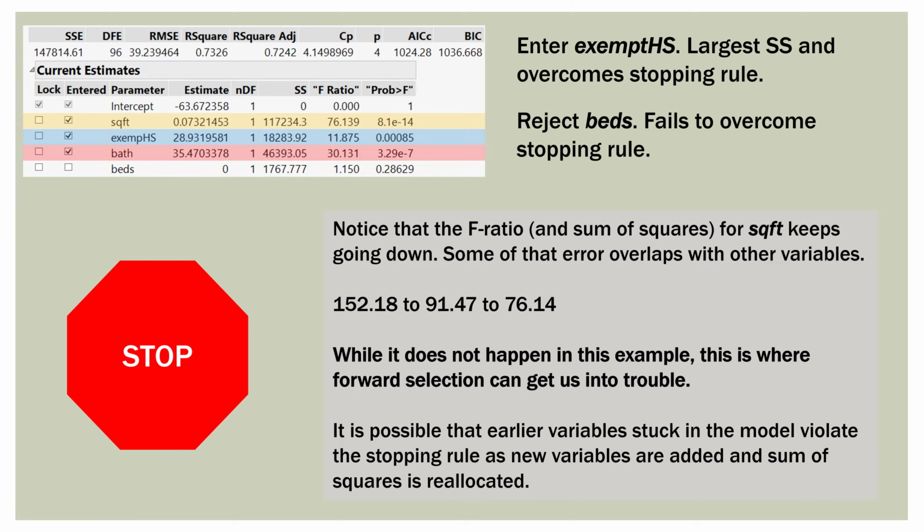This is very important. While this does not happen in this example, this is where forward selection can get us into trouble. It is possible that earlier variables stuck in the model violate the stopping rule as new variables are added and sum of squares is reallocated. So in this case, obviously, square footage didn't get to that point, but it is possible for an earlier variable to violate the rejection rule or the stopping rule and be stuck in the model. And that is the fundamental flaw of forward selection.